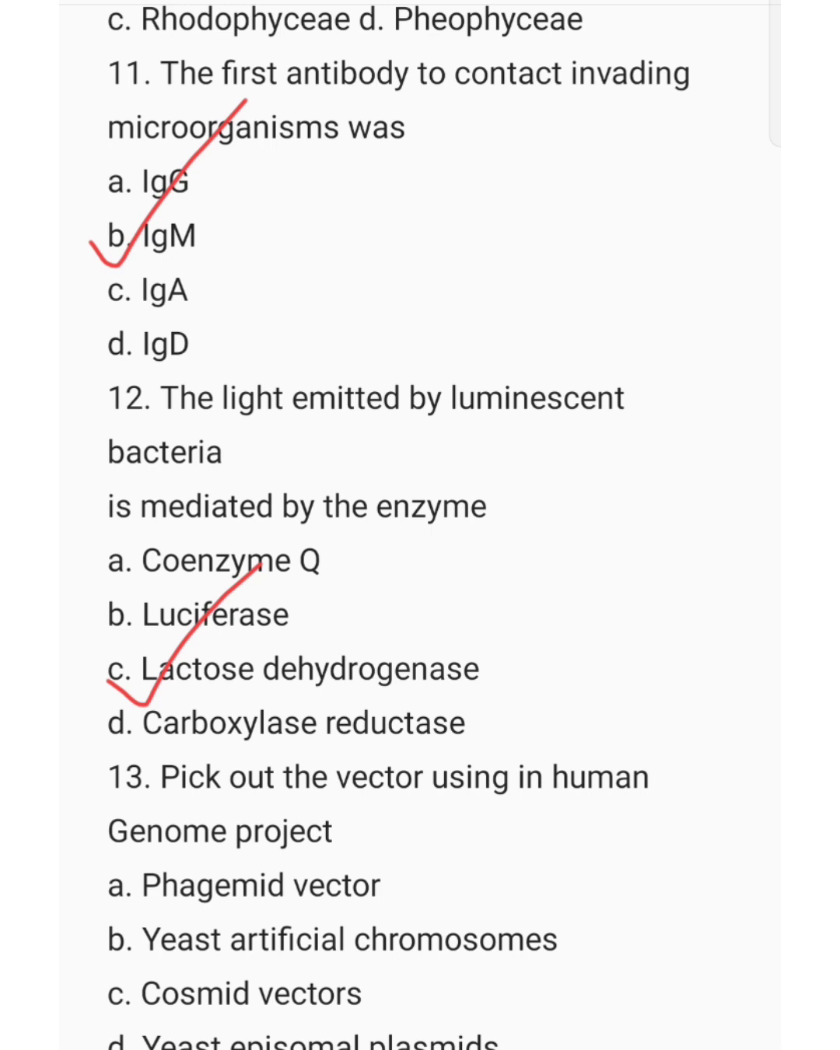Pick out the vector used in Human Genome Project. Phagemid vector, yeast artificial chromosome, cosmid vectors, yeast episomal plasmids. The right answer is yeast artificial chromosome, that is YAC.